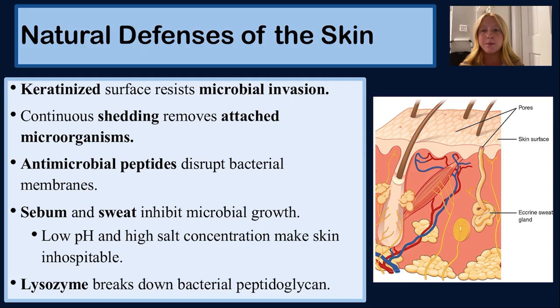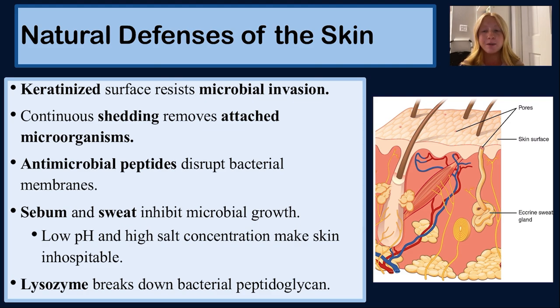So the skin, we know, is one of the body's most effective barriers against infection, and its keratinized surface prevents most microorganisms from penetrating deeper tissues. As the dead cells come off every day, they take attached microbes with them, and this helps keep the microbes low. And the skin also produces antimicrobial peptides. These are small molecules, and they target bacterial membranes.